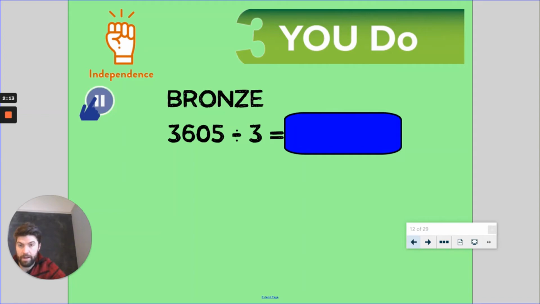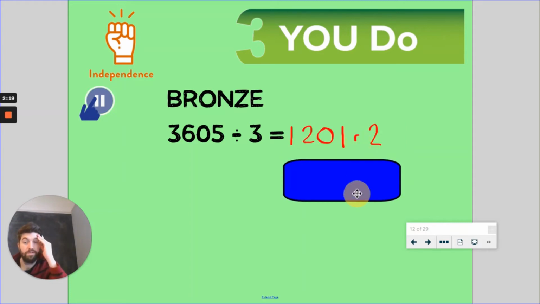Okay, so I hope you've got your answer and you've shown your remainder with an R. You should have 1201 R2, so 1201 remainder 2. So that means if I take the number 3,605 and I split it into 3 equal groups, each group gets 1,201 and there are 2 left over.